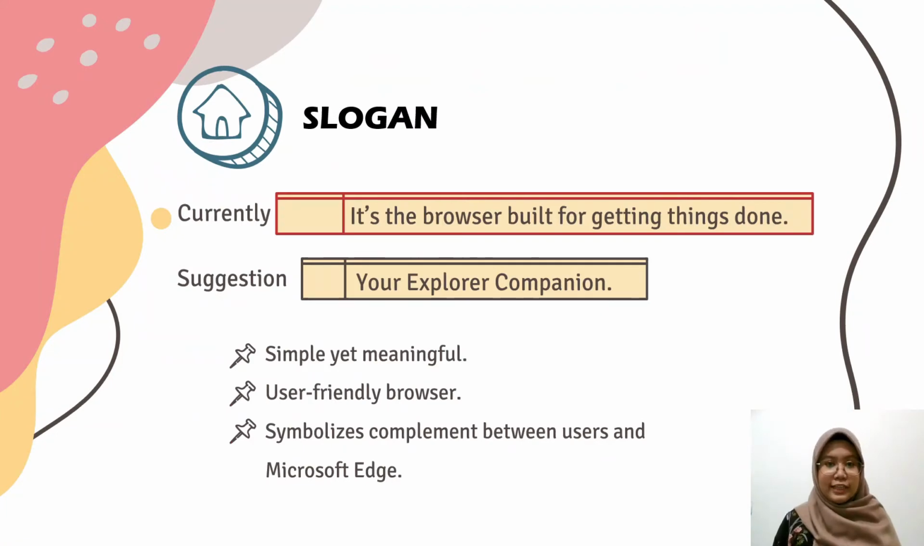Moving on to the second element, which is the slogan. Currently, the Microsoft Edge slogan is "It's the browser built for getting things done." However, our group decided to change the slogan to "Your Explorer Companion." The word companion symbolizes the complement between users and Microsoft Edge. It is simple yet meaningful because users will feel that they can use Microsoft Edge anywhere and anytime. It shows that Microsoft Edge is a user-friendly browser.